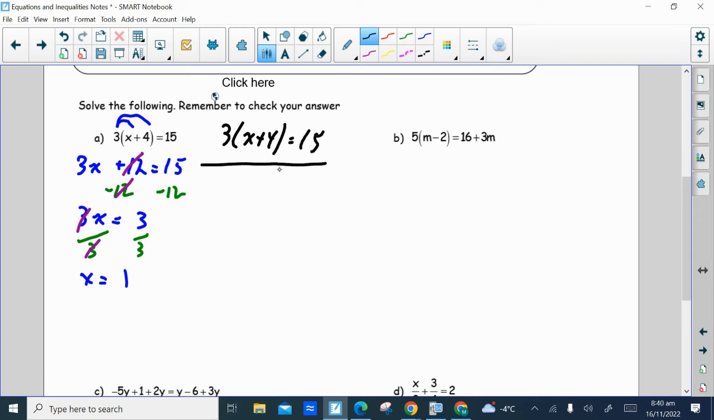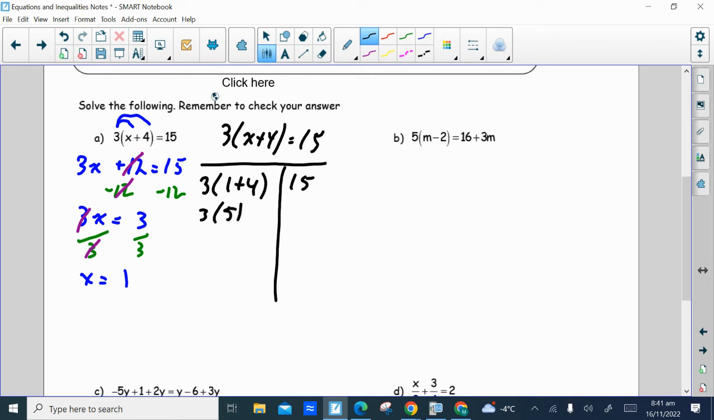Now, yesterday, some of you that handed your assignment in, you lost marks because of your check. Either you didn't do it or you didn't do it properly. You need to show that you get the same number on both sides. It's not enough just to write that line there, put the 1 in for x and just leave it like that. That's not enough. You haven't shown that the two sides are equal. You actually need to work it out.